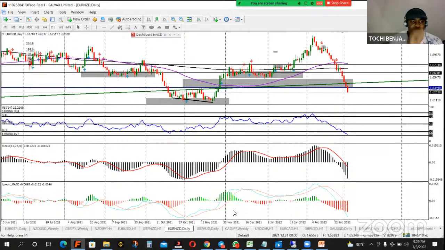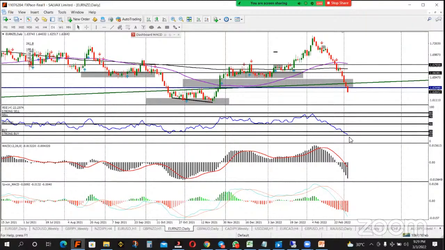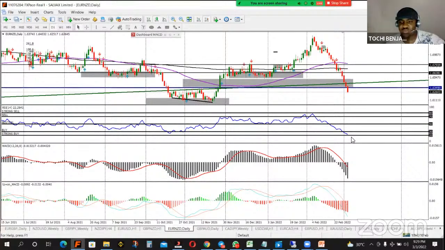Now look at it now. Let me show you RSI. This is Euro NZ daily. Look at RSI. Are you seeing RSI now? RSI is tipping towards 20. Are you seeing it? Hello? Hello, is somebody seeing this? Yes, sir, I'm seeing it. Okay, you see RSI is tipping towards 20.